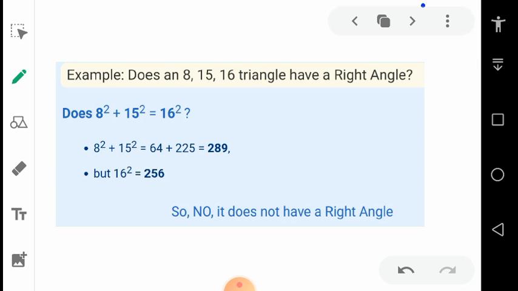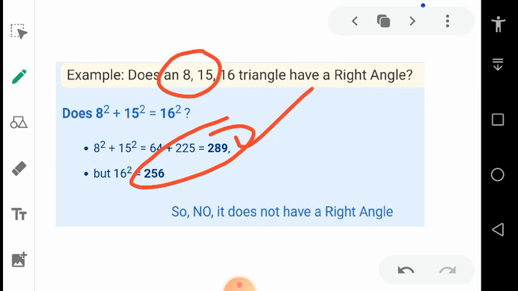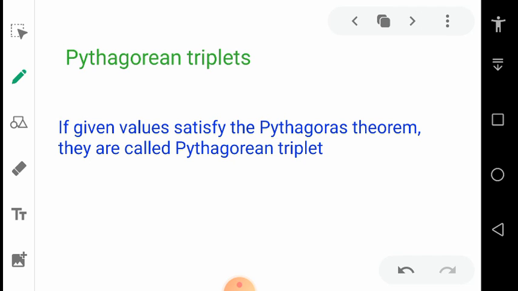Now find the sum of the squares of the remaining sides. So 8 square plus 15 square, that is 64 plus 225, that is 289, and the square of 16, the longest side, is 256. But both these values are not equal, so it does not have a right angle. Maybe you can construct a triangle, but it is not a right angle triangle. Next, Pythagorean triplets.